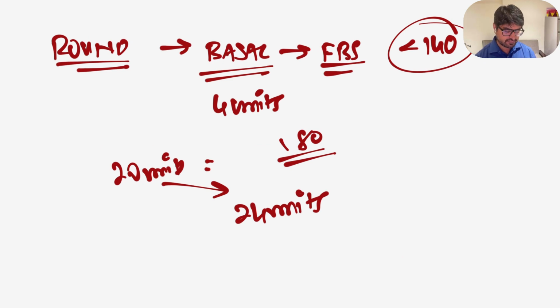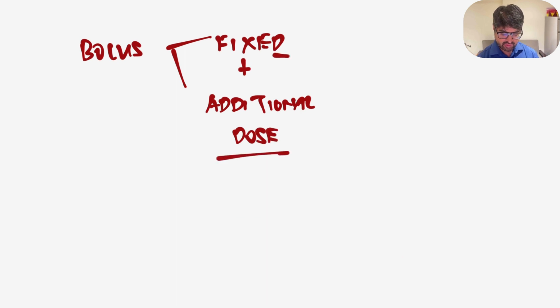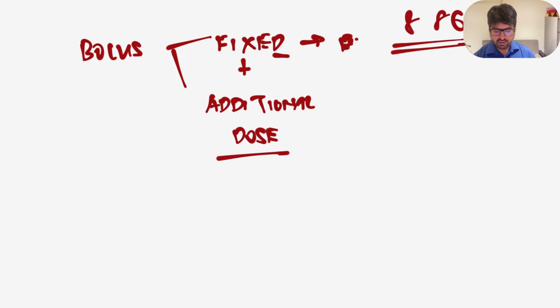Then you look at the bolus dosing. In bolus dosing, you have 2 components: the fixed component plus an additional dose. The fixed component is the dose which you fixed earlier. Let's say we had fixed it at 8, 8, 6. Here you had already fixed the dose as 8 units, so this is the fixed component.